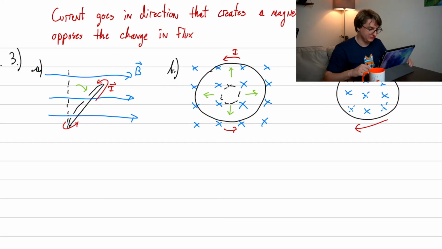Okay, let's go over that again. We have a loop that was small, became big, and its magnetic flux increased. So now this loop wants to create a magnetic field that opposes that, so it wants to decrease it.